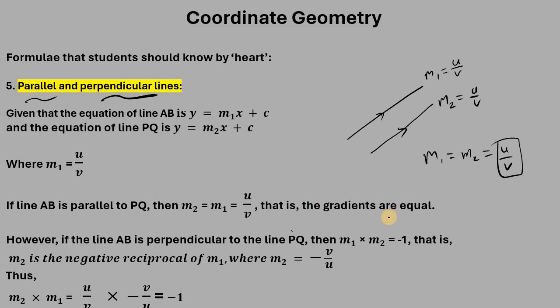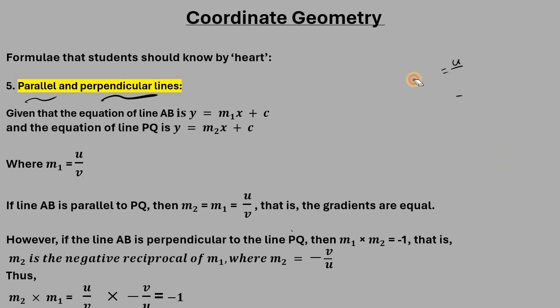For perpendicular lines, if you multiply their gradients, you're going to get -1. And what's the reason for that? Well, let's go back to that equation. Let's call this line AB. And we're saying this gradient is u over v.